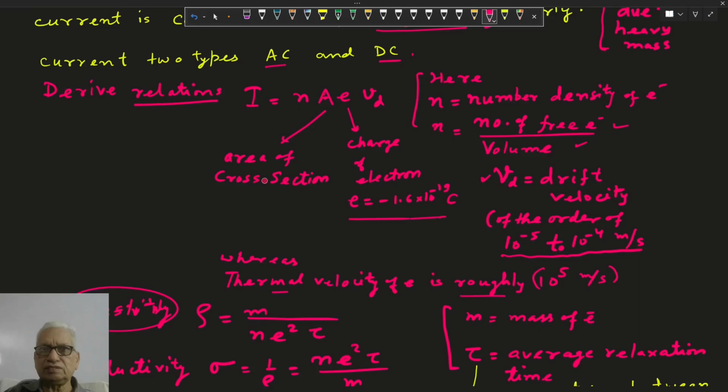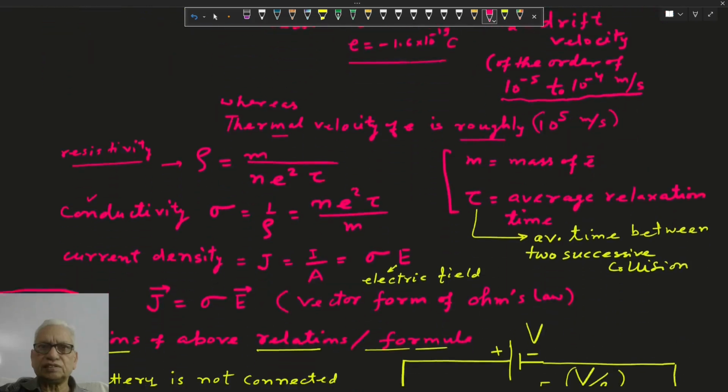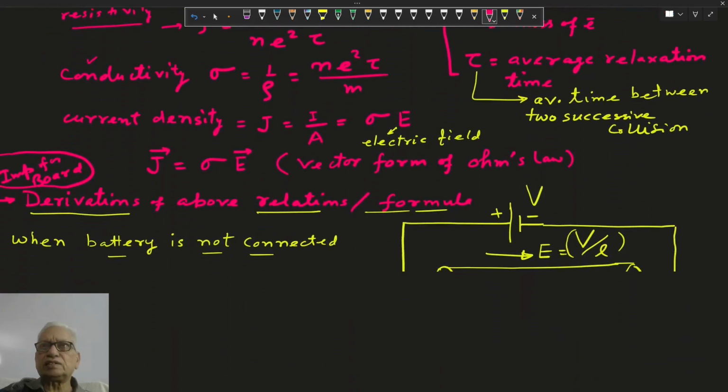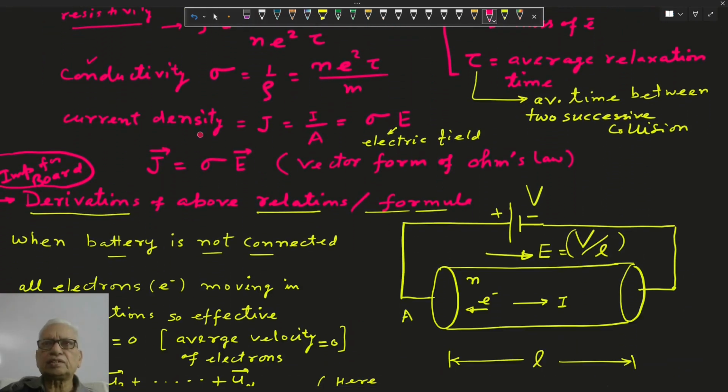Resistivity is given by m upon n e square tau. Conductivity is the reciprocal of resistivity, n e square tau upon m. Tau is the average relaxation time. Relaxation time means the average time between two successive collisions.